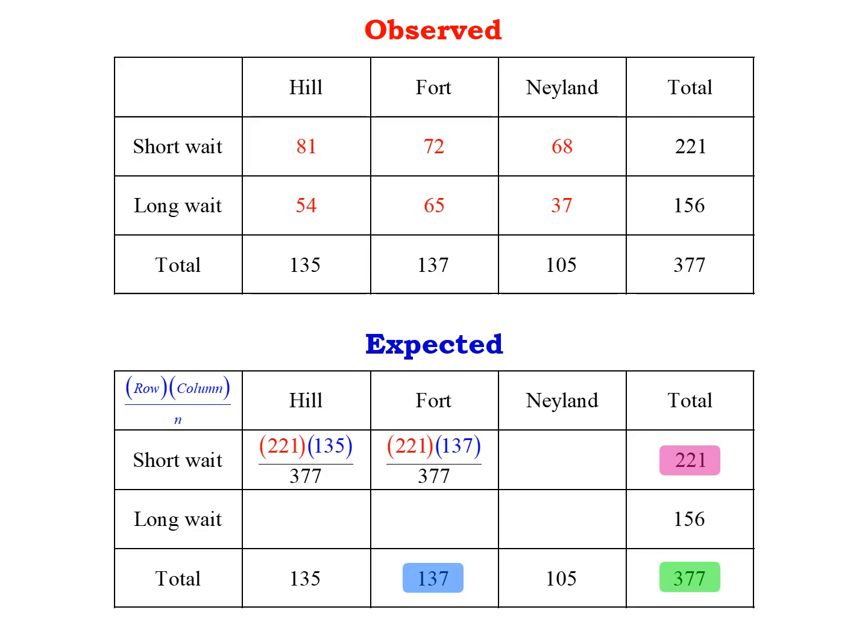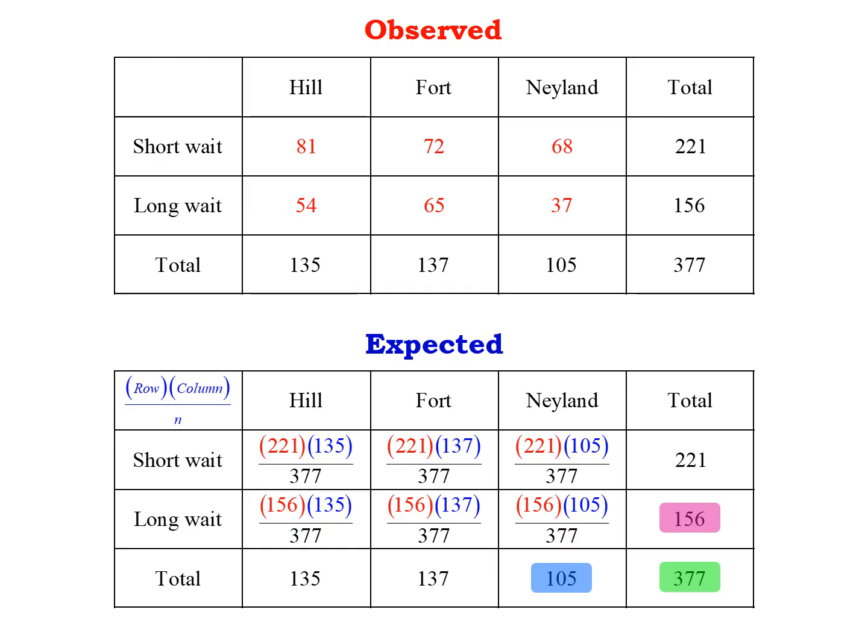Move on to the Nealon route and short waits. Again, still row total 221, column total is 105. And now we're going to move down to the row with the long waits. So our row total is going to change. And then we just finish off each calculation, going cell by cell, row after row, column after column.